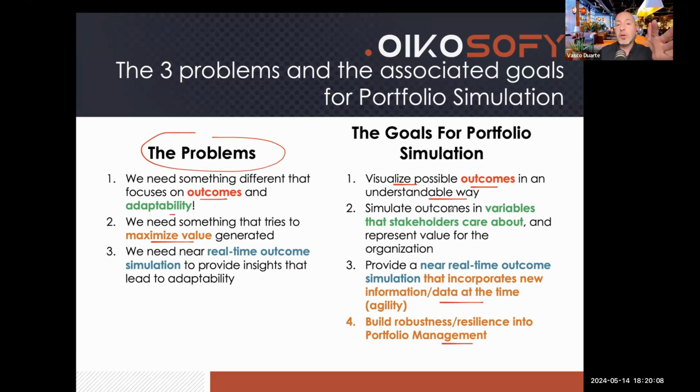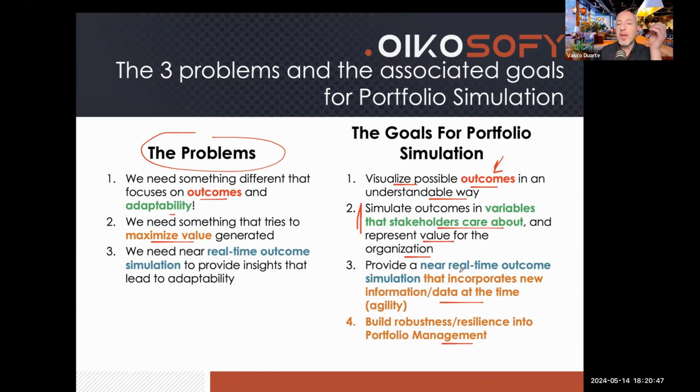We need to simulate the outcomes because that's what matters, right? Outcomes is the value in the end. We need to simulate these outcomes in variables that the stakeholders care about and represent value for the organization. And this one is very important because we can't just simulate something very high level, like, for example, the release date. That's one thing we've been doing a long time with the adaptations around the not working estimates, for example. But it's not enough to simulate the release date. We need to simulate other things that the organization care about, right? And we'll talk about how to do that.